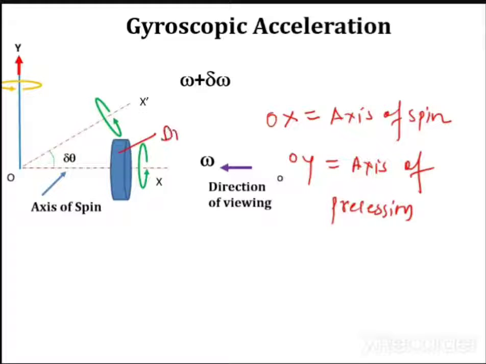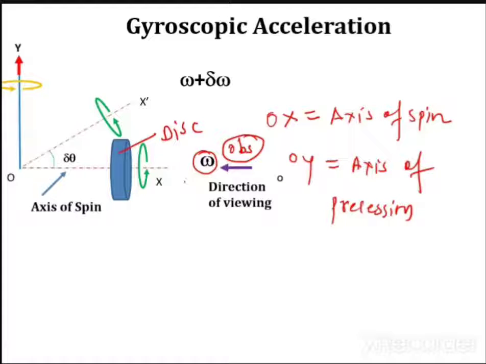Let us say this is a disc. This is the direction of the observer. Observer direction is very important. If you are looking from the front, with the observer position in such a way, then this disc is spinning with the angular velocity of omega, right? The disc is spinning about the axis, which is called the axis of spin.